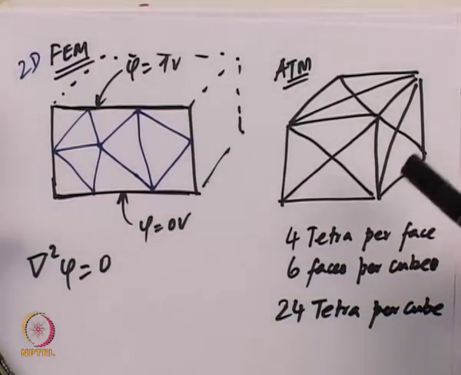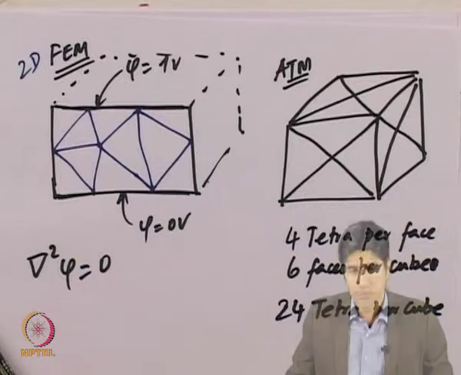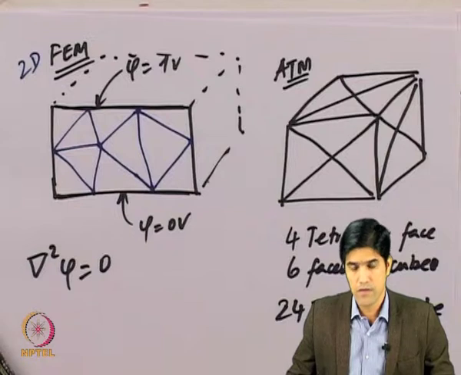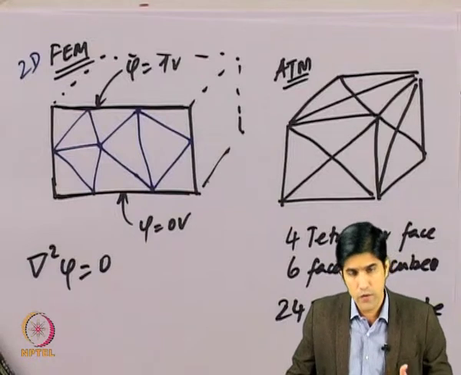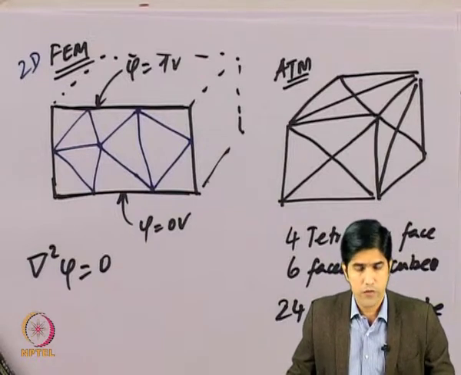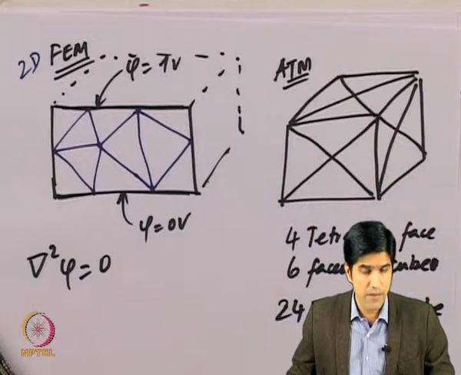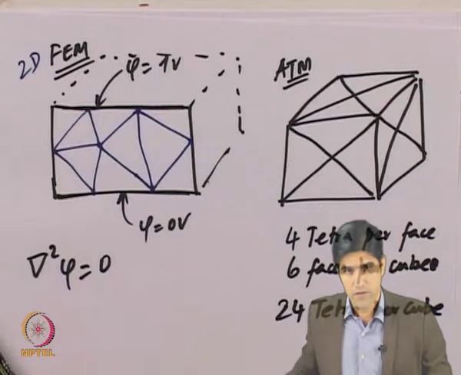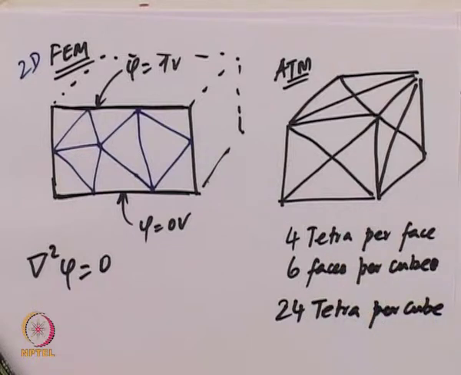In the case of the algebraic topological method, our elements are the 3D elements, they are the tetrahedrals. We cannot solve the problem using only a 2D approximation like the way we did it in finite element, but we need to go to the third dimension, and the reason will be obvious when we go into the program itself.